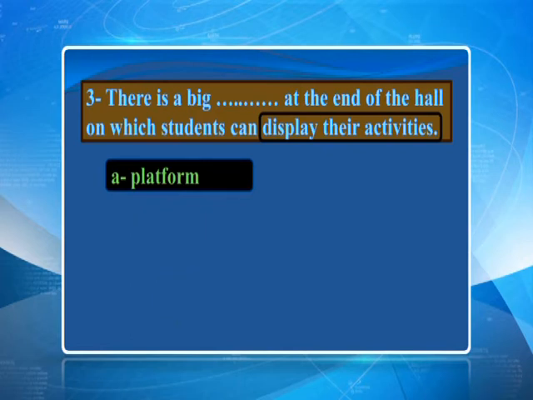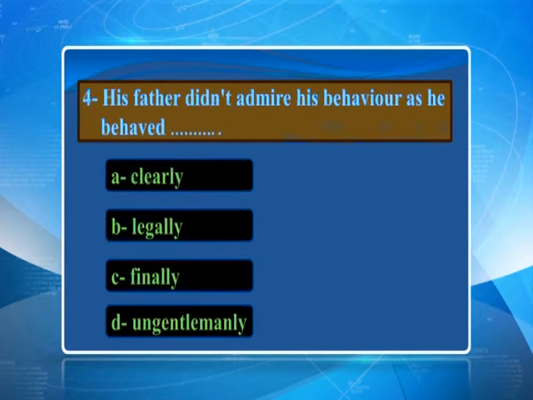Platform. That's good. Now let's move to number 4. His father didn't admire his behavior as he behaved. Okay. Now look at the sentence carefully. You have words that can guide you to the best or the correct answer. Now here we have "didn't admire." When I say didn't admire, it means something that someone doesn't really like.